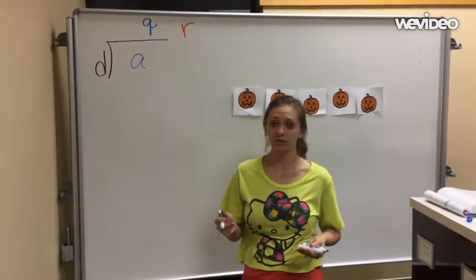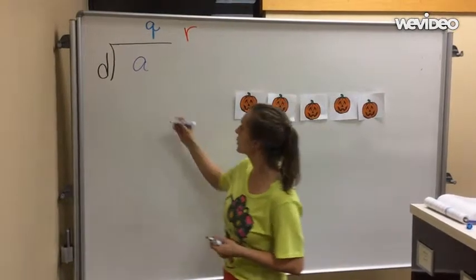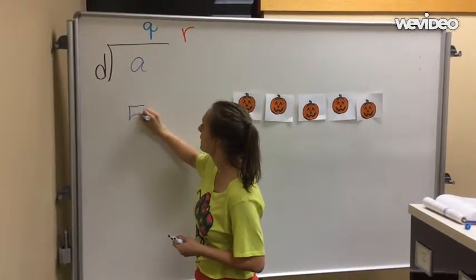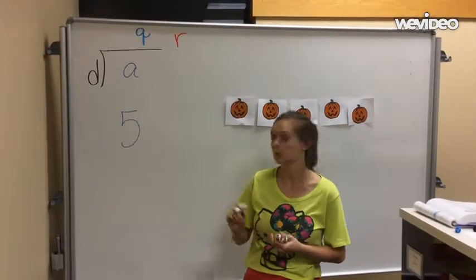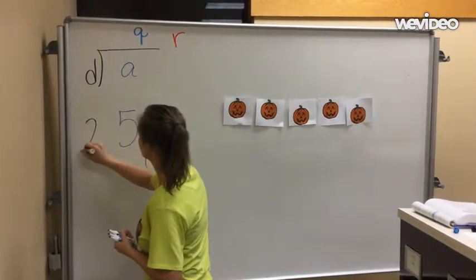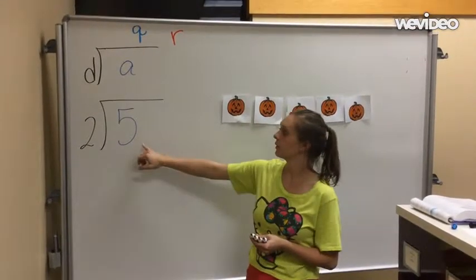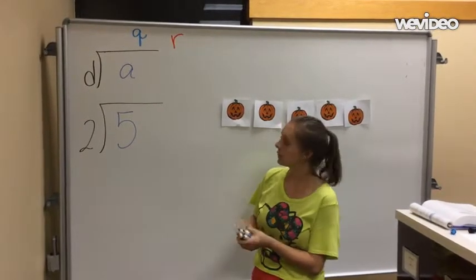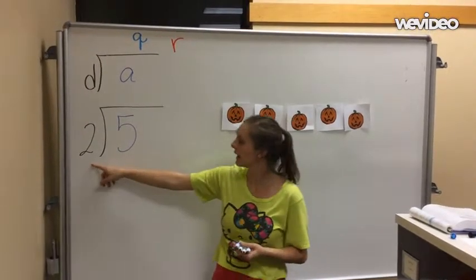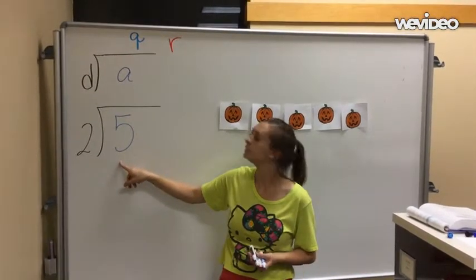Now I'm going to give an example of how to do the division algorithm. So we're going to start out with 5, and we need to separate 5 into 2 groups. So we're going to divide 5 by 2. The first thing we do is we ask ourselves, how many times can 2 go into the number 5 evenly?